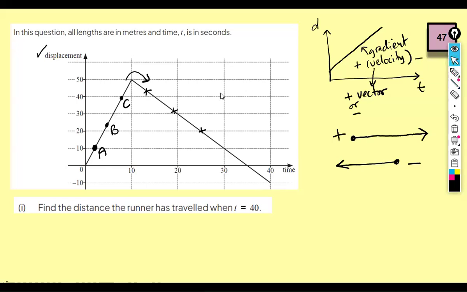Using all of those hints, let's see if we can get through this question. I think it has 2 parts. So good luck, and we'll see what you guys come up with.